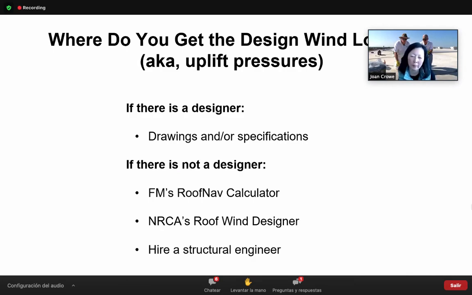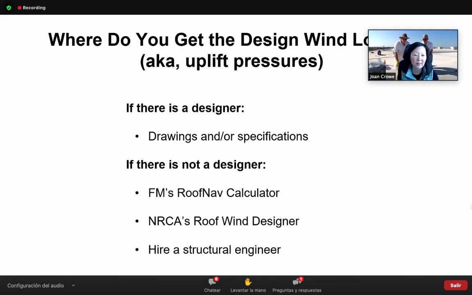So they kind of play a conservative side and they increase their pressures by a lot because they're an insurance company. They want to make sure that whatever their calculator determines is going to be a roof that stays on and stays stuck, right? So I tend to discourage using RoofNav, but if that's the only thing you have, that's the only thing you have.